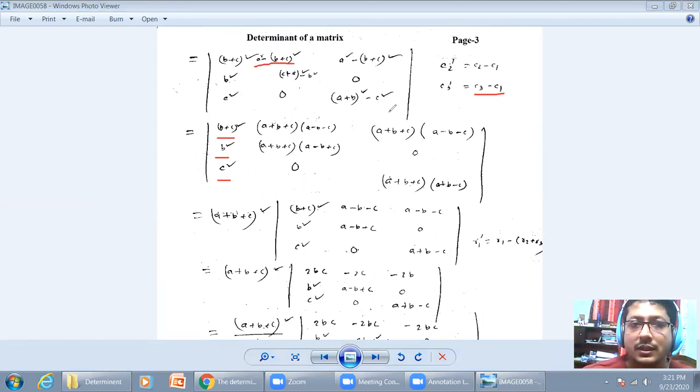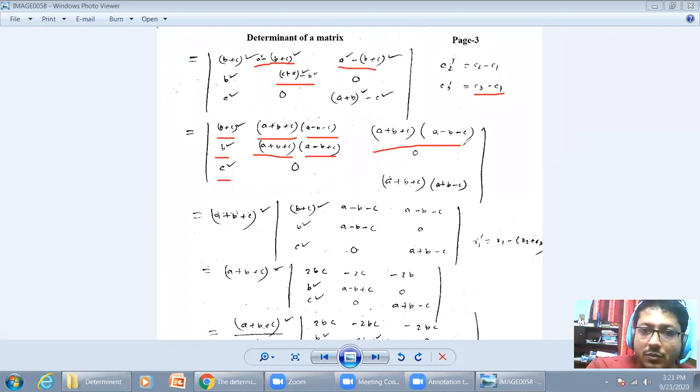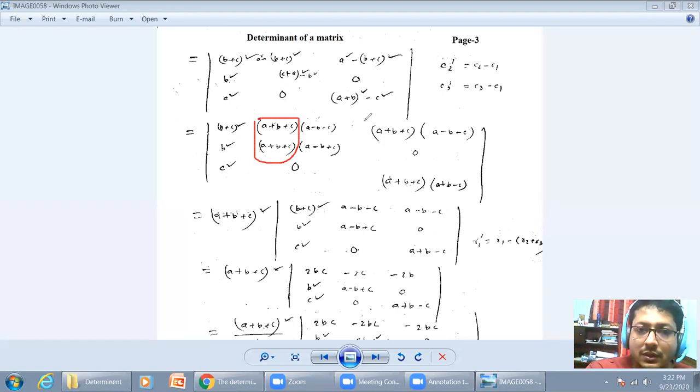That means we can expand it by using the formula a square minus b square. So we can write a plus b plus c and a minus b minus c, the a plus b into a minus b formula. Now here c plus a square minus b square, we can write a plus b plus c and a minus b plus c, and this is the same formula. Here we can extract a plus b plus c whole square. That means this part a plus b plus c is common and a plus b plus c is common. From these two columns we can write a plus b plus c whole square.